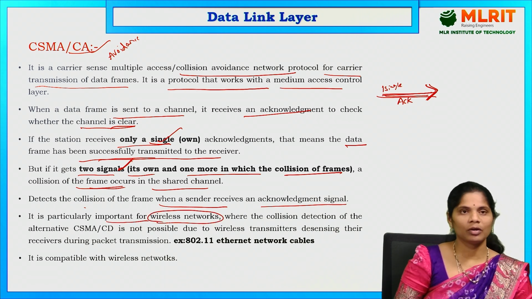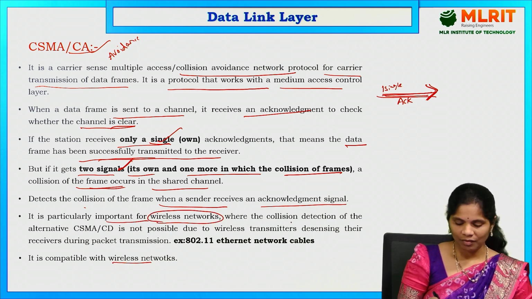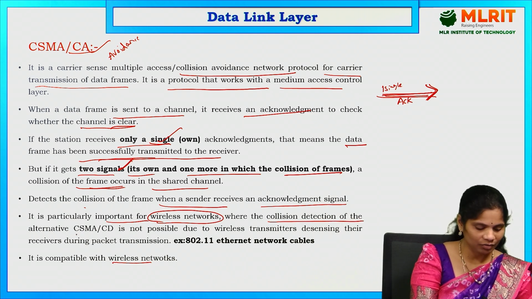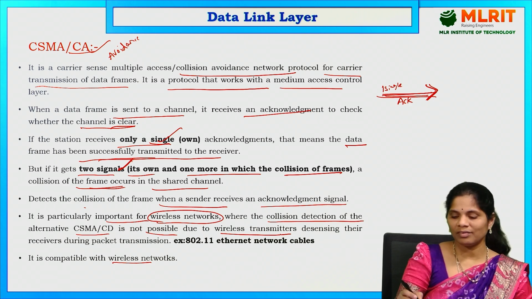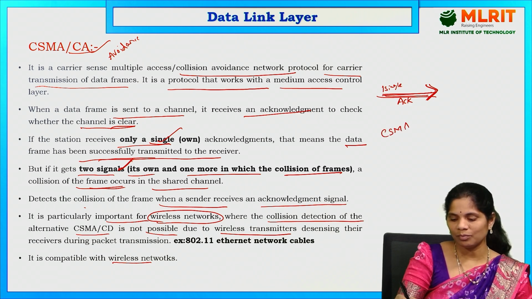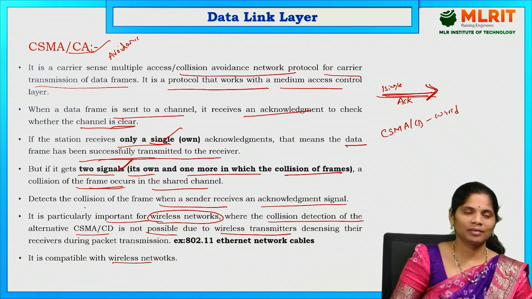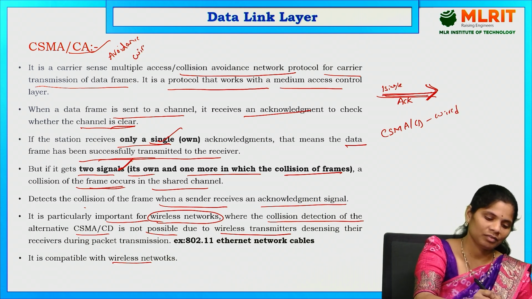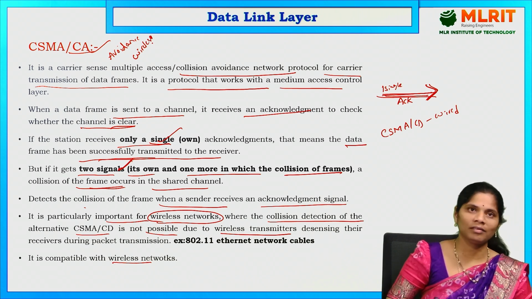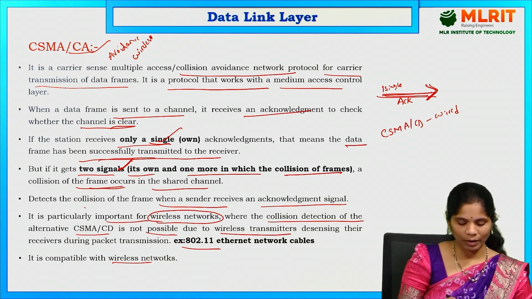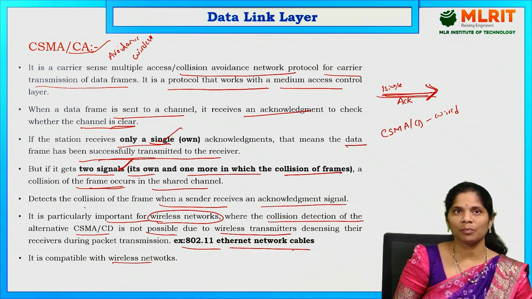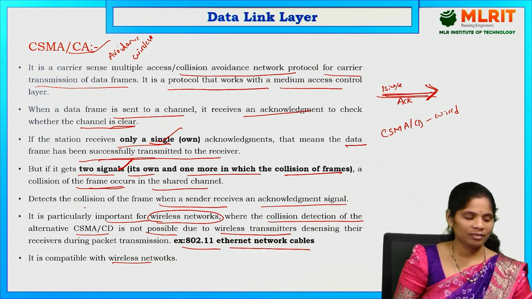It is mainly talking about what? Wireless networks, where the collision detection of the alternative CSMA/CD is not possible due to the wireless transmitter. So, CSMA/CD is mainly talking about wired communications, and CSMA/CA is talking about wireless communication. That's why we are reading CSMA/CA, that is collision avoidance. The main example for this is 802.11. Ethernet network cables are the examples for CSMA/CD. This is about CSMA/CA.